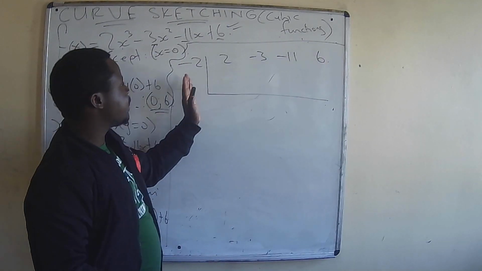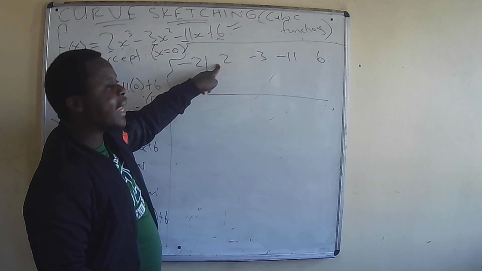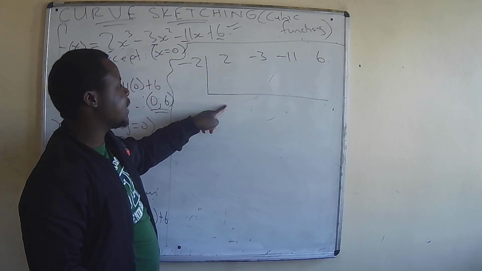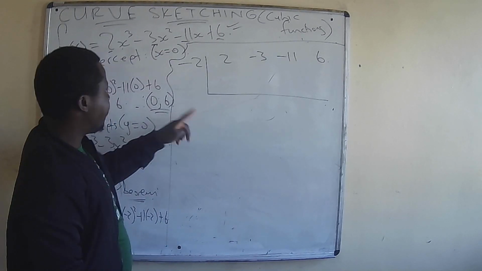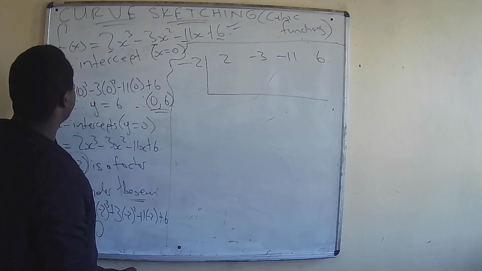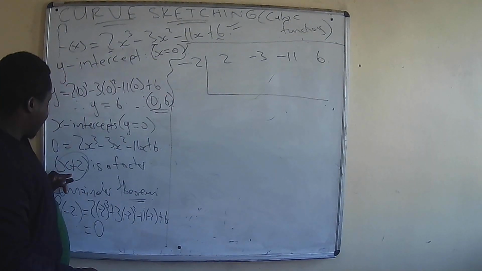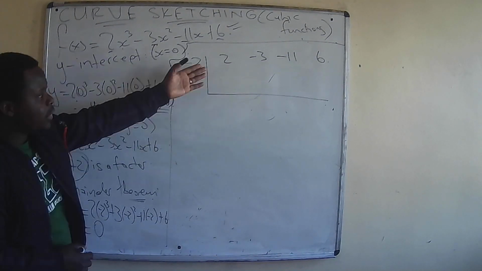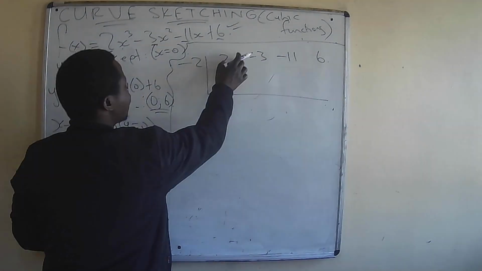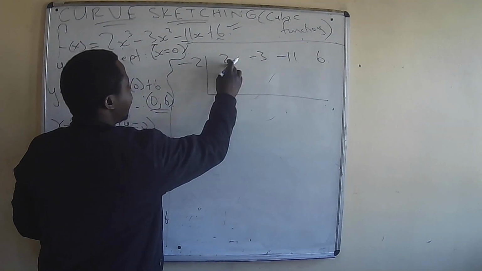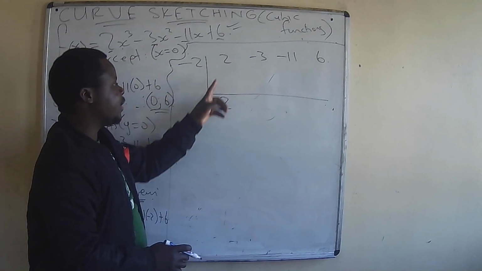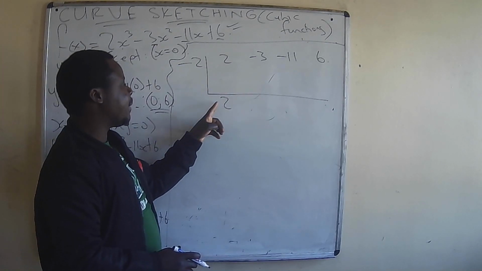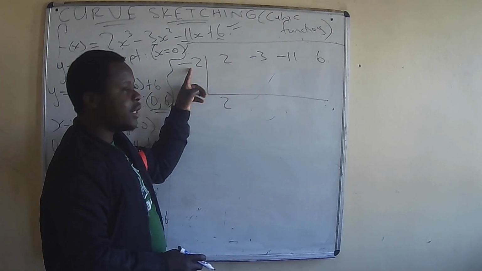So the next step is that the first number, we always put it across as it is, provided that we have our factor that we are dividing in, x plus 2. We put 2 first, so we bring the 2 down. When we bring this 2 down, we are going to multiply this number by this negative 2.